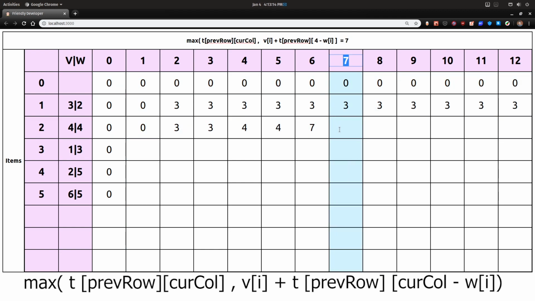Alright, now talking about the capacity of 7, you can easily guess that all the other higher capacity problems will naturally contain 7 as the maximum value, because we can include all the items that are given in the problem.